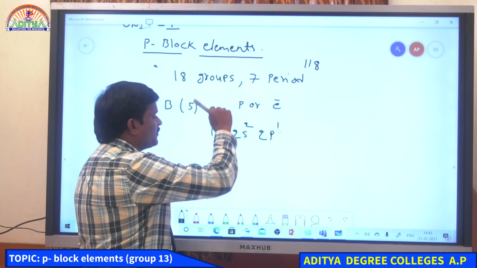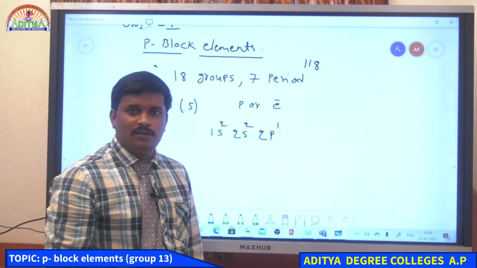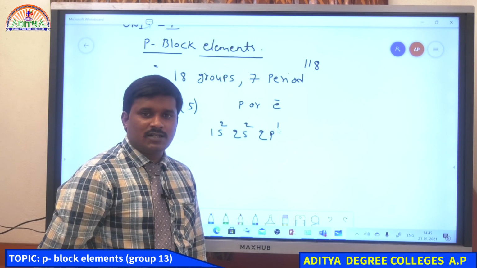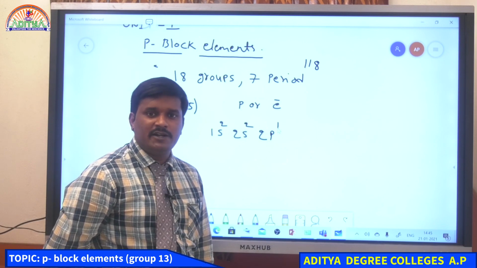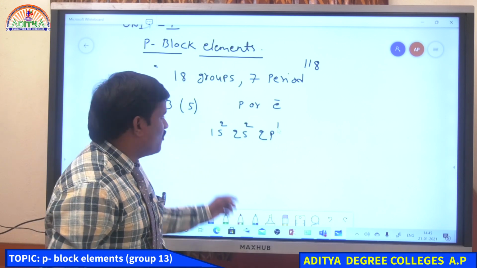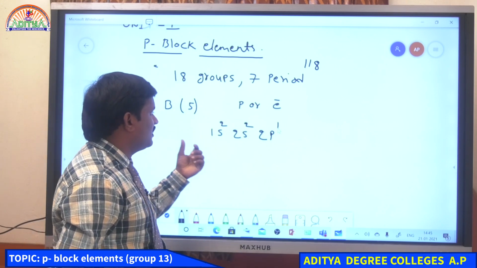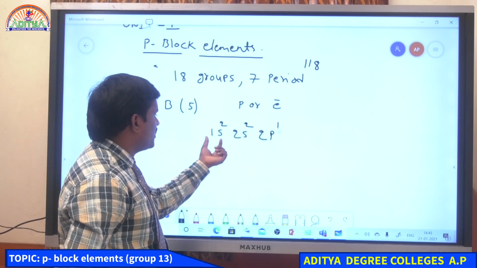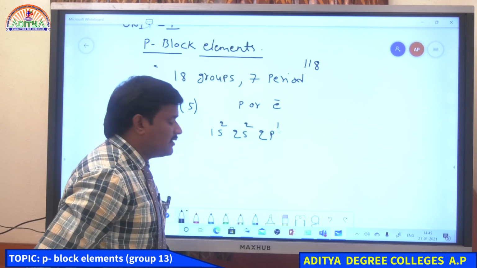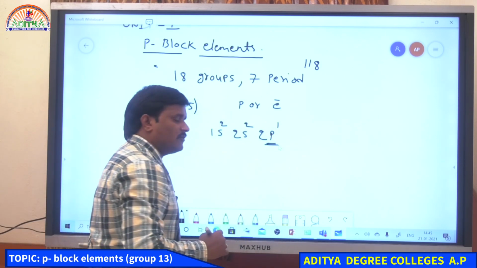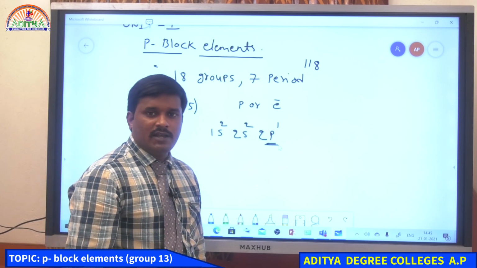Therefore, the definition of a p block element is: those elements in which the last electron or outer electron enters into p orbital are known as p block elements. So here boron has atomic number 5, that means it has 5 electrons and configuration 1s2, 2s2, 2p1. Therefore, this last electron enters into p orbital, so boron is a p block element.